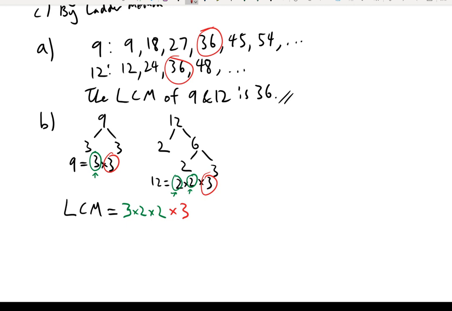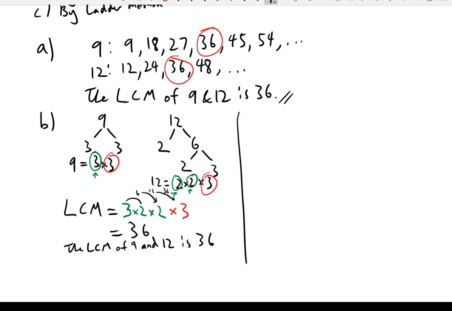So 3 was already common, and then the ones that are not common, I would multiply them out together. And so if you multiply them out, then it will be 3 times 2, which is going to be 6, and then 6 times 2, which is going to be 12, and then 12 times 3, which is going to be 36. So LCM equals 36. Okay, and then of course you write down the final statement. The LCM of 9 and 12 is 36.